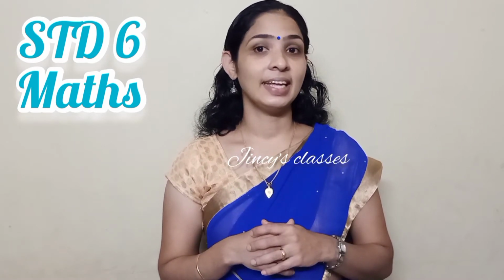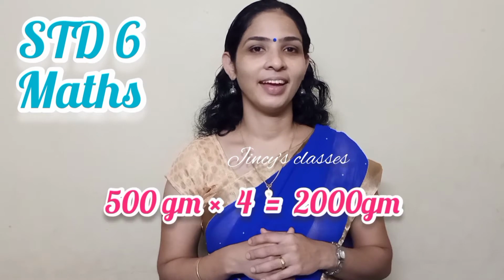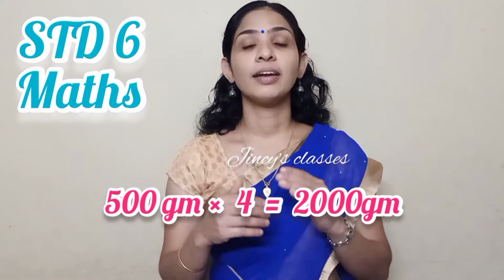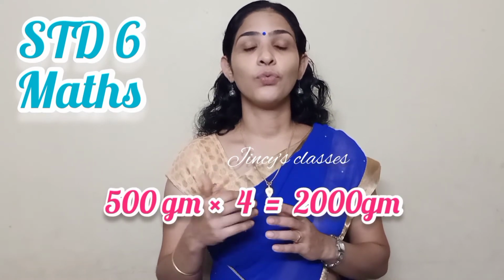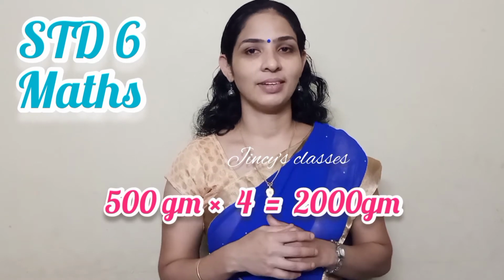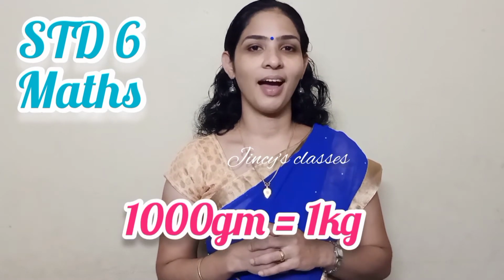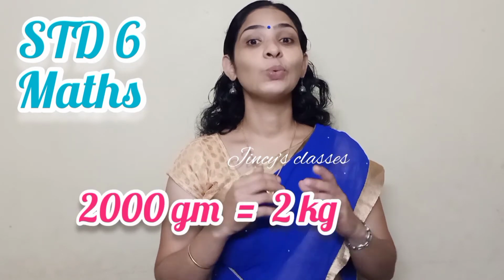We can also say that if we add 500 four times, we will get 2000. My dear children, can you tell me how we can write this in a mathematical way? Yes, 500 grams into 4 is equal to 2000 grams. Can you tell me how many grams are there in 1 kilogram? Yes, 1000 grams. If so, 2000 grams is equal to how many kilograms? Yes, 2 kilograms.